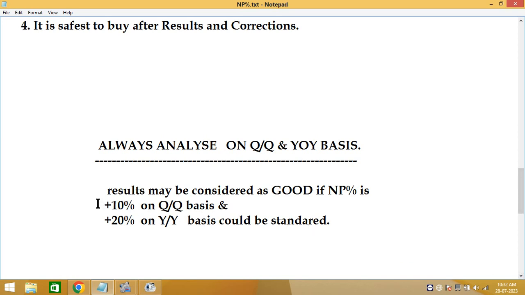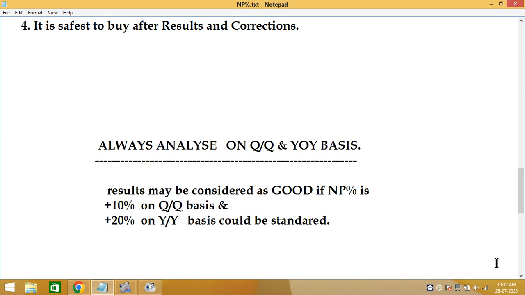You have the full statement before you. The results may be considered as good if net profit margin is plus 10%. That means double digit on QOQ basis, and plus 20% on YOY basis. This could be a standard. I think rather in the share market, this is a standard how they interpret the results, good or bad.